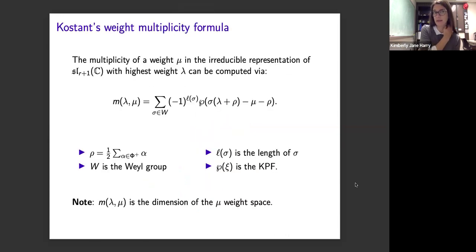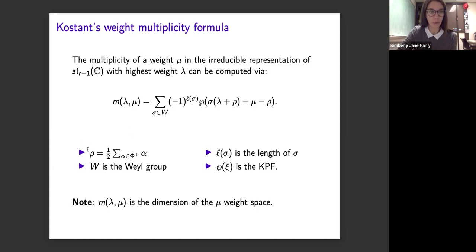And then another definition that I want to talk about before we get into too much more is the constant weight multiplicity formula. So this tells you the multiplicity of a weight in the irreducible representation of SL r+1 with respect to the highest weight lambda. And you can compute this with this m function. So lambda is always going to be the highest weight. Mu is just going to be some weight that we're looking at. And then we have this alternating sum. There are a few things in the alternating sum that I didn't define yet, so let's talk about it.